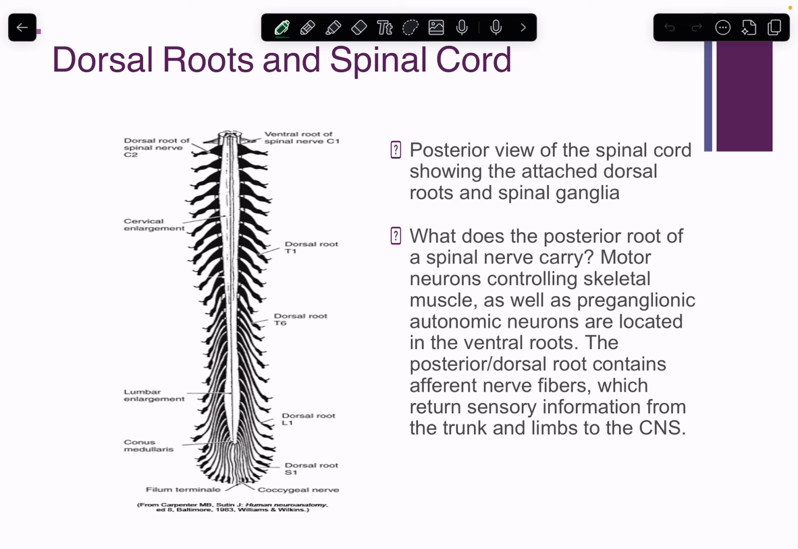So the conus medullaris plays a critical role in containing nerve cell bodies and fibers that contribute to lower limb and pelvic organ functions. While the spinal cord itself ends at this level, the nerve roots that originate here continue within the spinal canal to exit at their respective vertebral levels lower down.